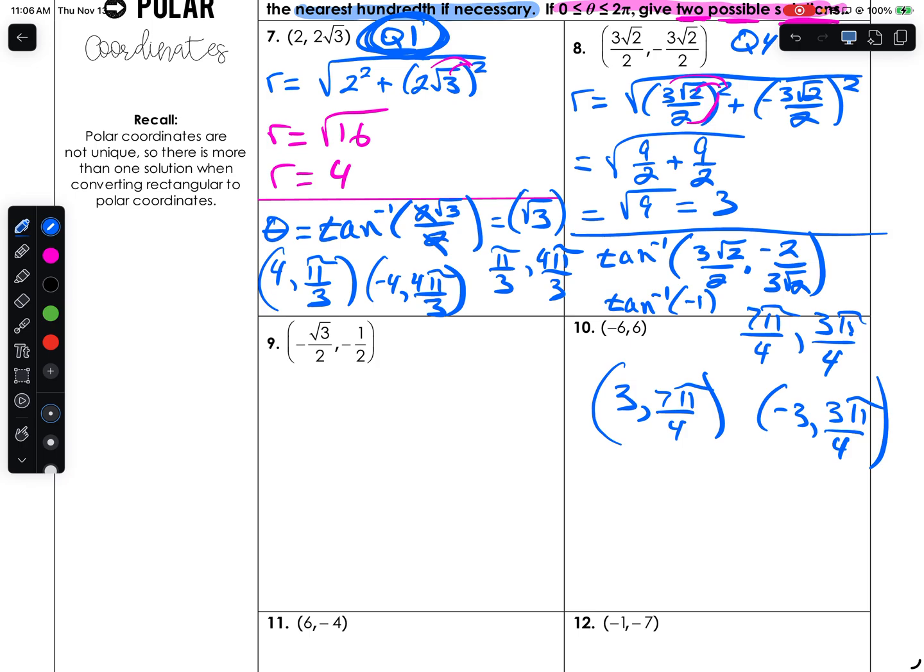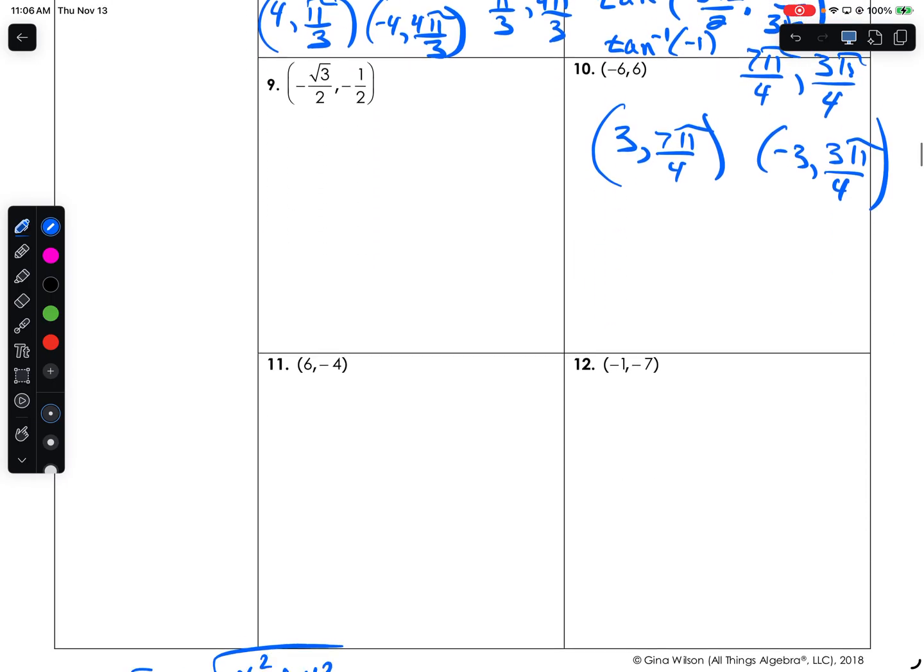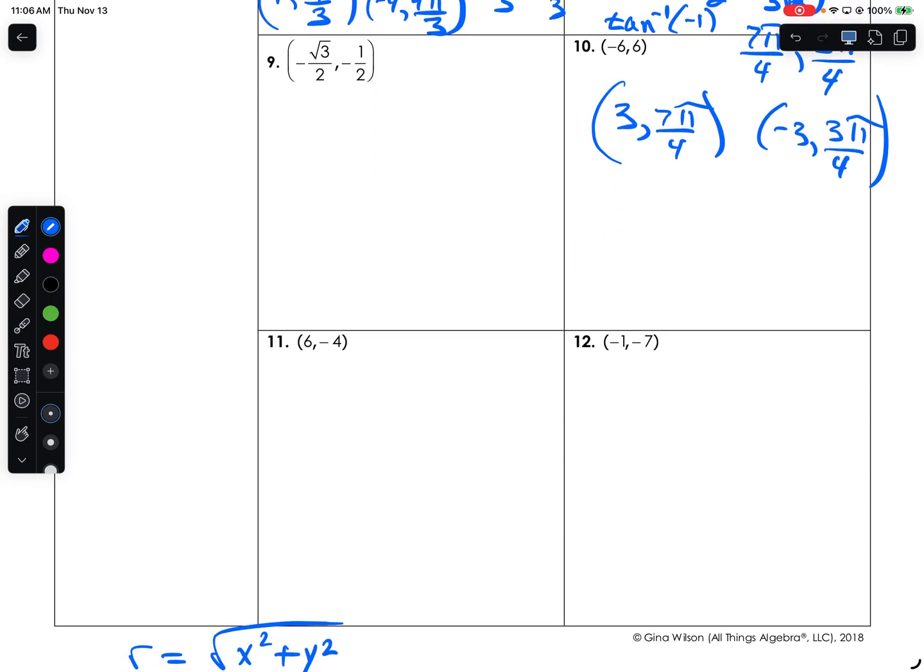I want to get one of these. Okay, let's do number 11. So what quadrant are we in? First question. Positive x, negative y. 4 again. That's funny because I wrote it in the wrong quadrant in my notes. That's why I was looking at it weird.